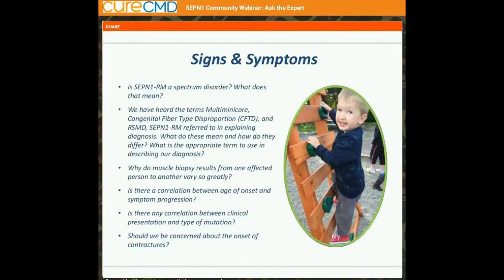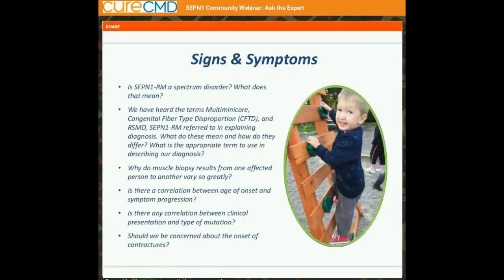Yeah, so we're trying to look into the metabolic side of things, actually. Is SEPN1 a spectrum disorder, and what does that mean? And that also addresses Ted's question about why some people present as children versus adults. It's a spectrum disorder from the histological point of view. When we take biopsies from the patients and look at them under the microscope, we can see different lesions. That is why some patients had an initial diagnosis after the biopsy of multiminicore disease, and others of congenital muscular dystrophy, and others of congenital fiber type disproportion.